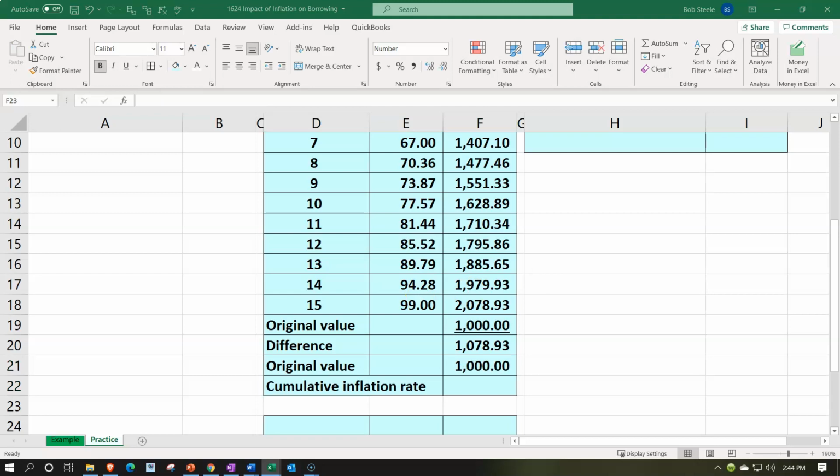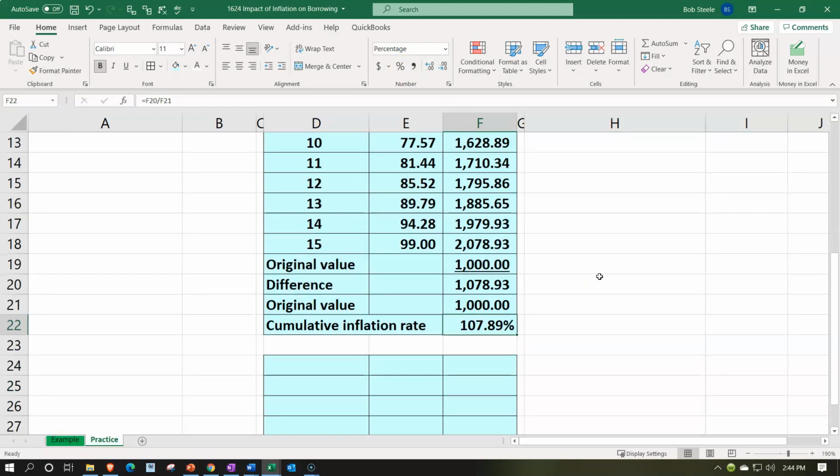And then if I take that original amount of, once again, the 1,000, we're looking for the cumulative inflation rate, which is basically going to be the percentage change. The percentage change is going to be the difference divided by the original amount, the percentage change over the entire time period, that being the 15 years. So we're going to take the difference, 1,078.93, divided by the 1,000, and then make that a percent. Number group, let's make that a percent. So percent 108, we could add a couple decimals, 107.89. So that's basically the percentage change that we're looking at over the entire 15-year time period.